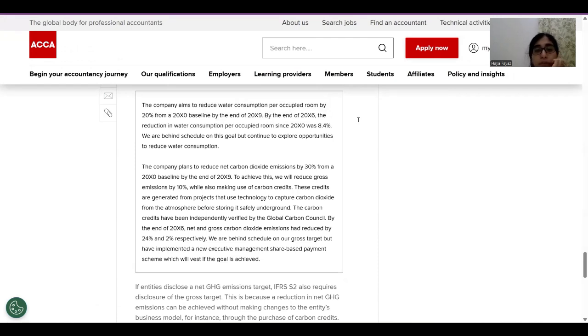The company aims to reduce water consumption per occupied room. This is an example, okay? The company aims to reduce water consumption per occupied room by 20% from the 20x0 baseline by the end of 20x9. At the end of 20x6, the reduction of water consumption per occupied room was 8.4%. We are behind schedule on this goal, but continue to pursue it. So see, they are saying by 20x9 they are supposed to meet this target.